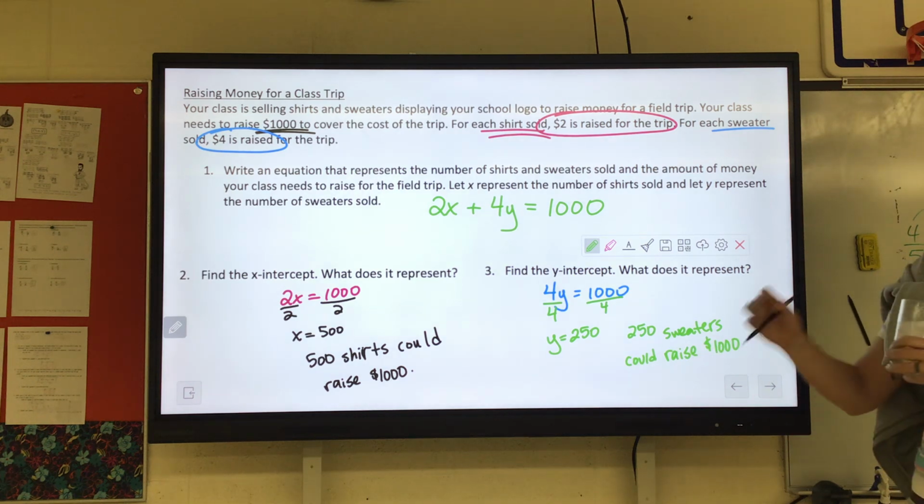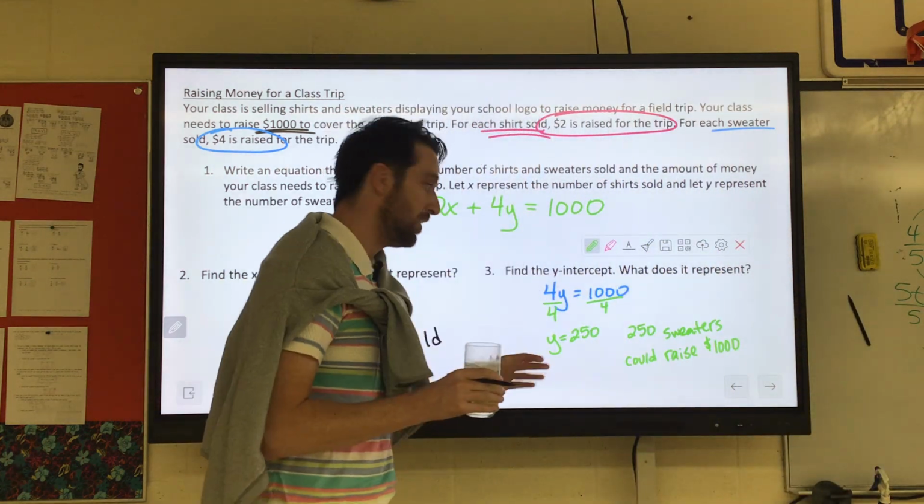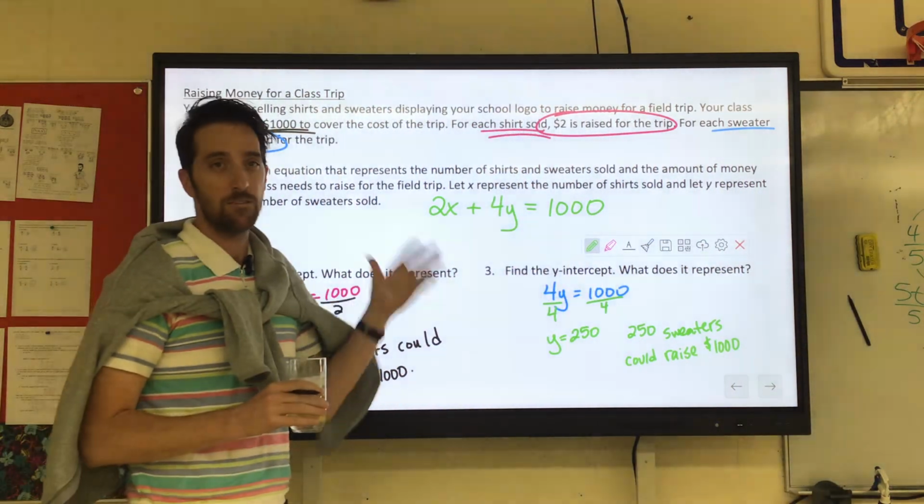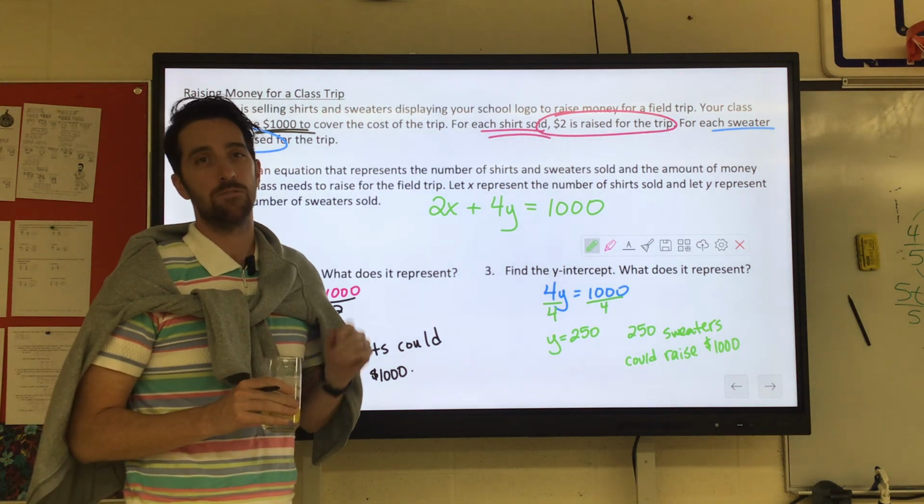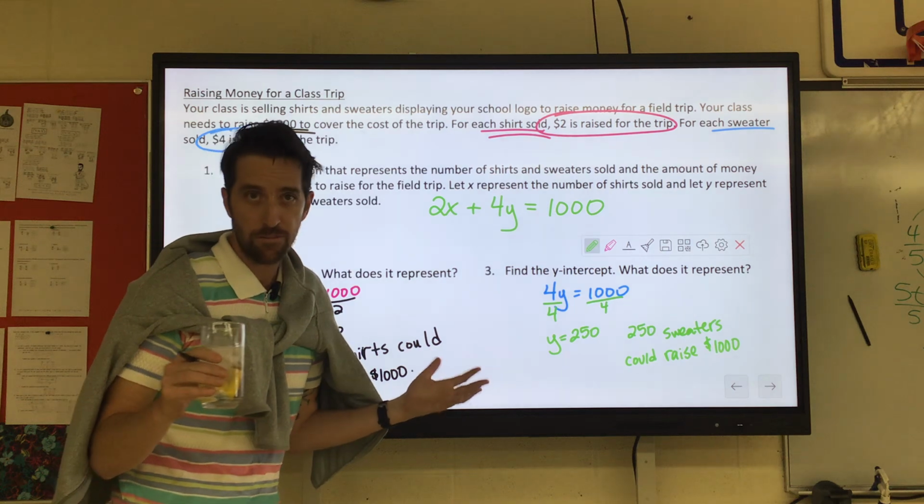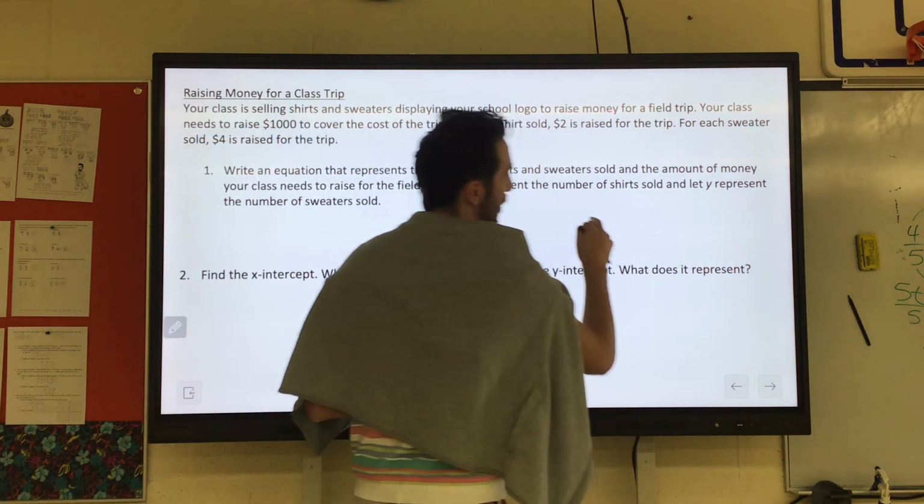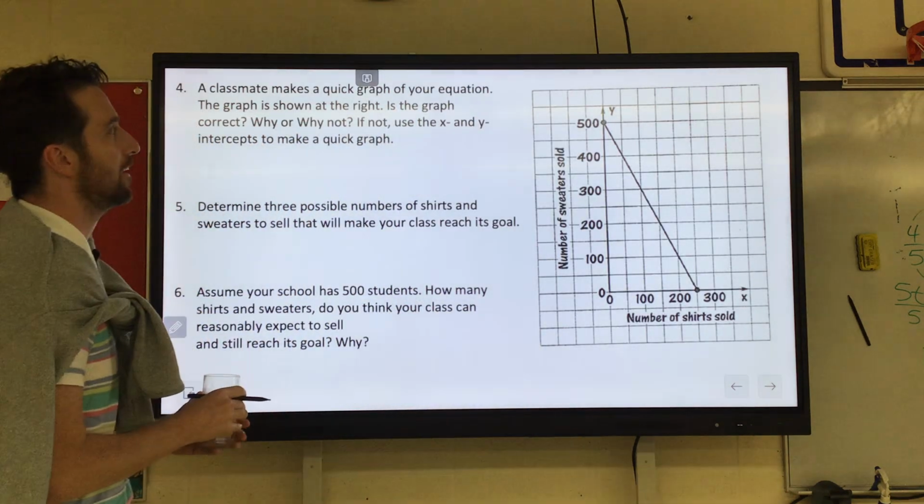Now, obviously, we don't need to just sell shirts or just sell sweaters, but if we did, that's how many we would need to sell in order to raise that 1,000 bones for our trip. Now, there could be a combination. I wonder if we're going to have to find that maybe on the next slide. Who knows? Who even knows? What the heck?